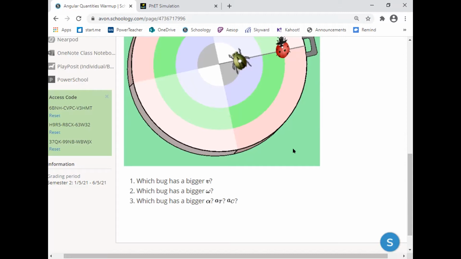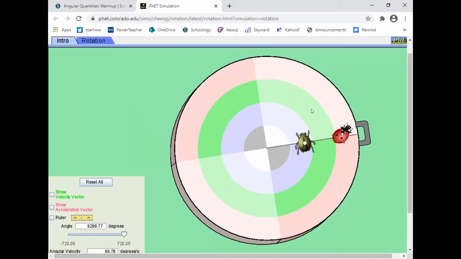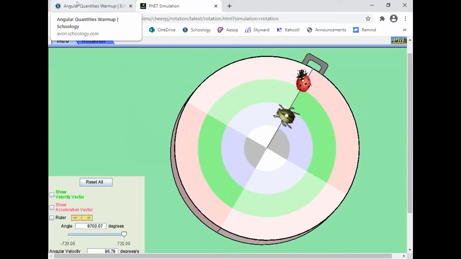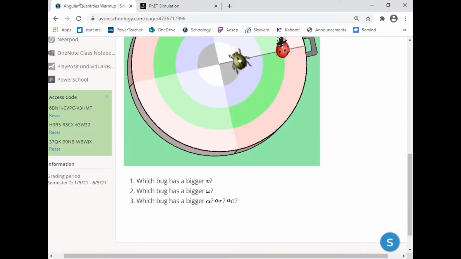Max, who do you say has a bigger alpha? Yeah, I think you can even go a step further. They both have the same alpha. You're right. Anyone know what number the alpha is? Zero, right? If I'm going at constant speed, the alpha is zero. These both are going at the same speed, so they're not changing their radians per second, so their radians per second squared is zero. So they have the same alpha, and it's zero.